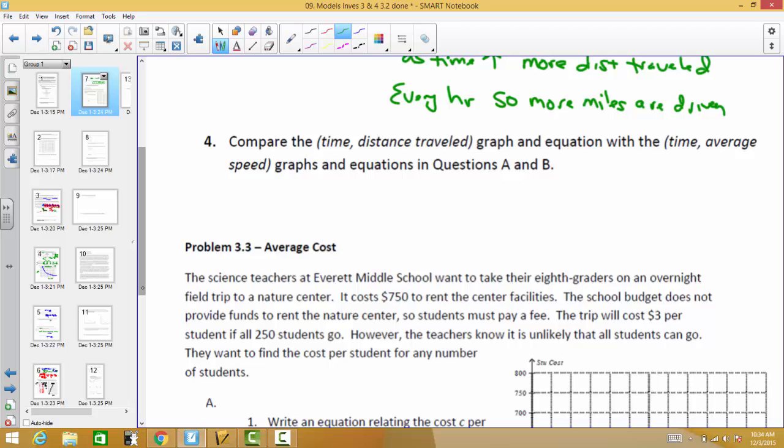All right, we are going to do question 4 tomorrow. They're totally different because one is a line and the other is that thing called a hyperbola, because you're dividing by x. This is direct variation. As x goes up, y goes up. And this is inverse. As x goes up, y goes down.